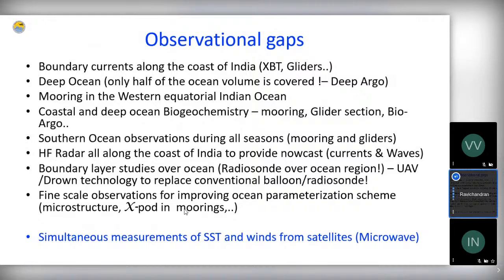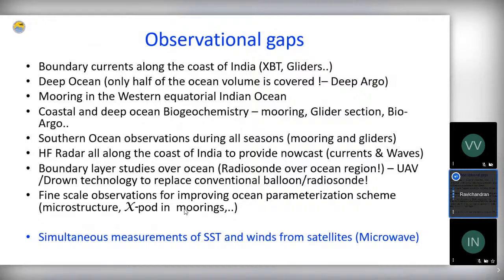And also the coastal and deep ocean biogeochemistry. Though some of the biogeochemistry is measured from Bio-Argo and other things, I think we have to enhance these biogeochemical observations, both in coastal regions, as well as in the Argo, mooring and glider sections. We need to augment this type of measurement. Also in the Southern Ocean, we are observing only in the summertime with ship observations. I think we need to go for automated observations, maybe in moorings or gliders, for sustained observation in the Southern Ocean, at least in the Indian Ocean sector, where we can plan long-term measurements. Also, as I mentioned, HF radar along the coast: if we are able to complete another 5 sets, we will be able to nowcast the entire coast, with nowcast information of currents and waves. So it will be very useful.